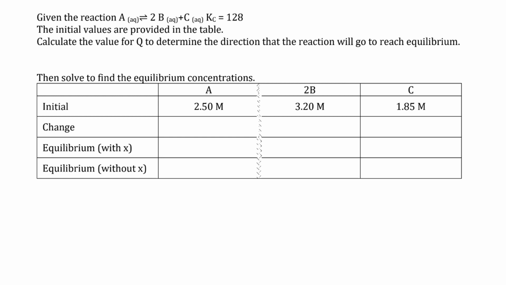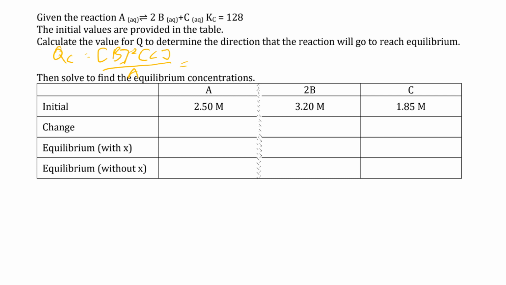You have a reaction here. The K sub C equals 128. The initial values are provided in the table. Calculate the value of Q to determine the direction the reaction will go to reach equilibrium, and then find the equilibrium concentrations. So Q sub C equals, so this is concentration, concentration of B squared times concentration of C over concentration of A.